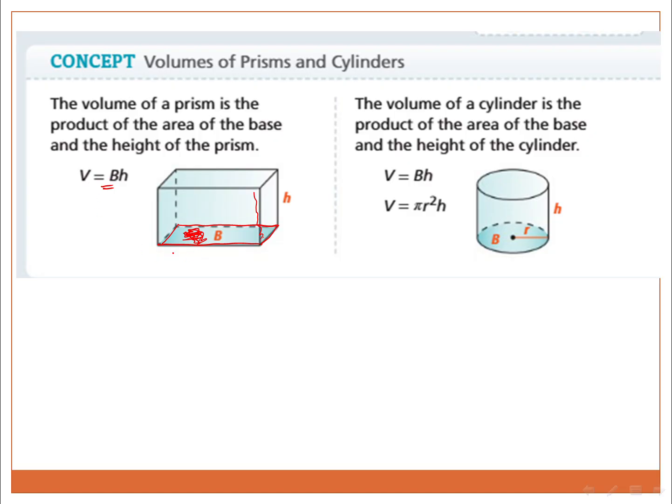So if I have, for example, a rectangular one, it's going to be what? Length times width times height. If it's a square, then instead we will have s squared times height, okay?